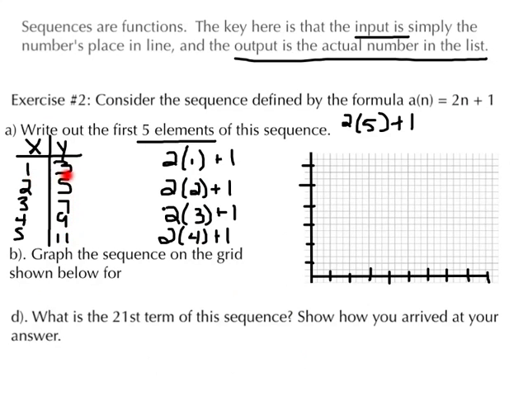So my first term is 3. My second term is 5. My third term is 7. My fourth term is 9. My fifth term is 11. I want you to go ahead and now graph these points just like we were graphing a normal line. So 1, 3. So I'm going to go over 1, up 3. Over 1, up 3. And put a dot.